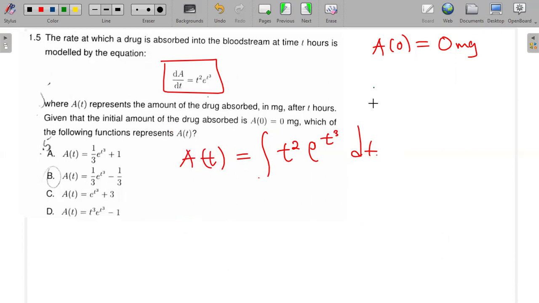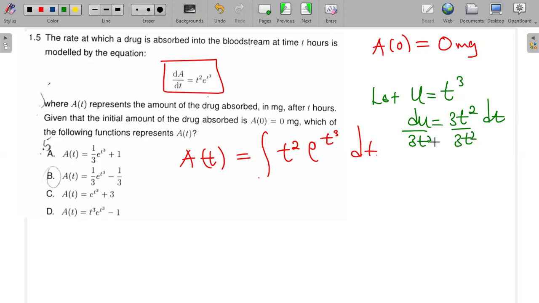So by substitution, let u be equal to t to the power 3. So du will be equal to, if I differentiate with respect to t, 3t squared dt. Let's make dt the subject: I divide by 3t squared, so dt is equal to du over 3t squared. I'm sure this one works better than the by parts.